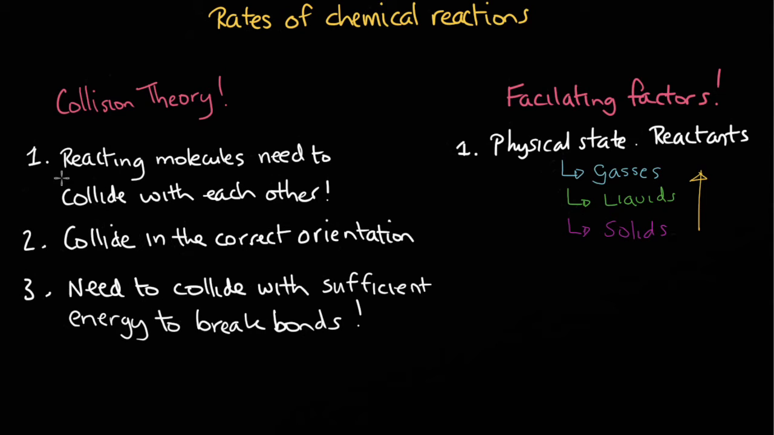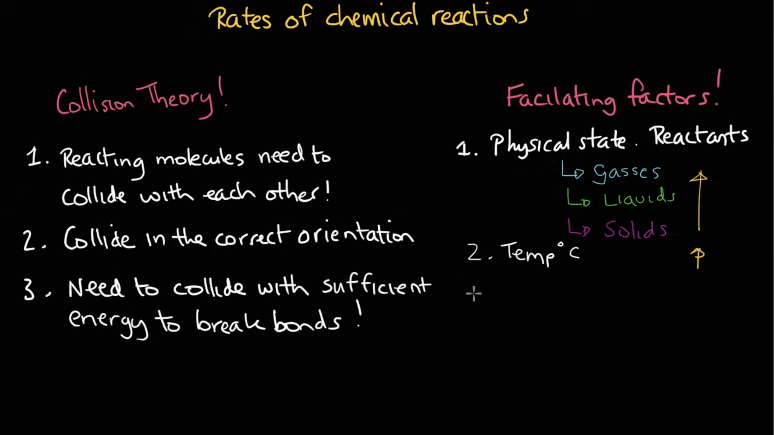reactants. Number two, temperature. If we increase the temperature, the molecules move at a faster rate. And if they move at a faster rate, they're more likely to collide, and they're more likely to collide with sufficient energy to break bonds. So an increase in temperature increases the rate of a chemical reaction.